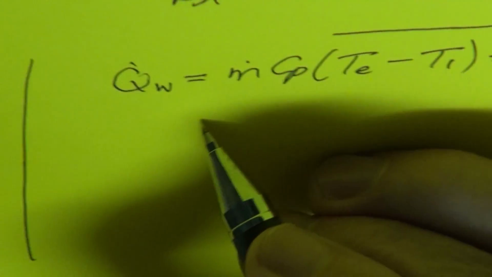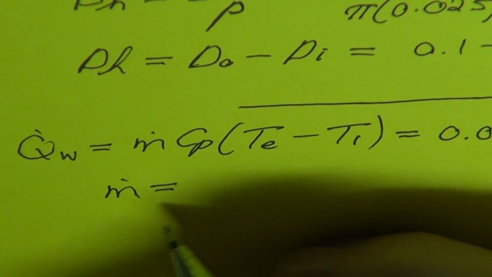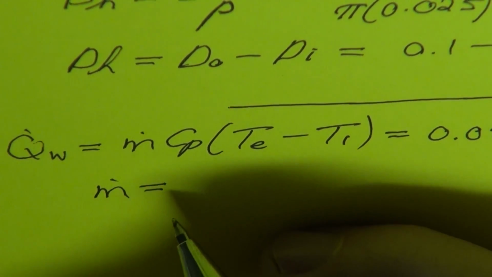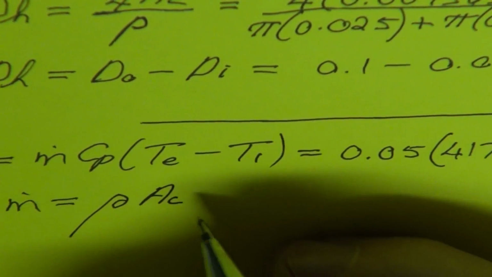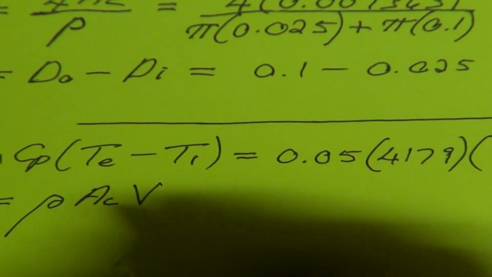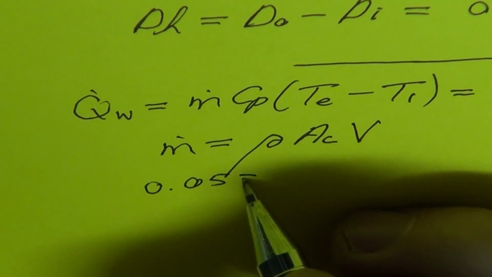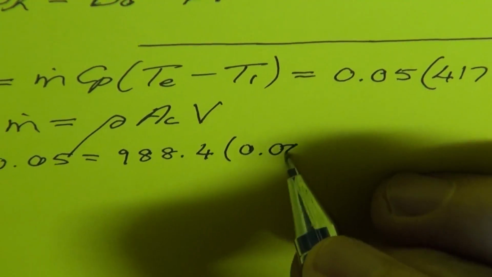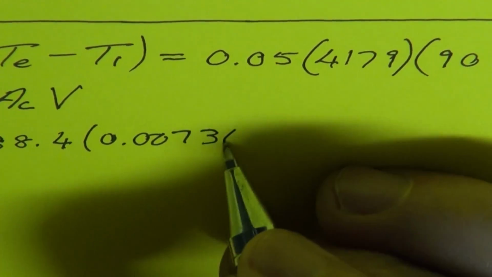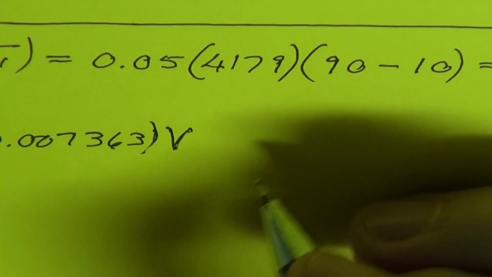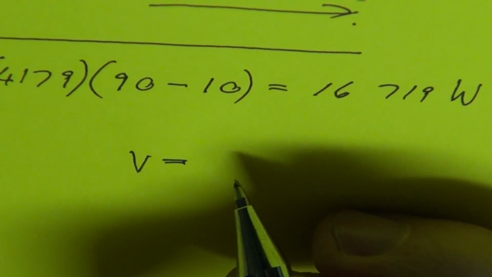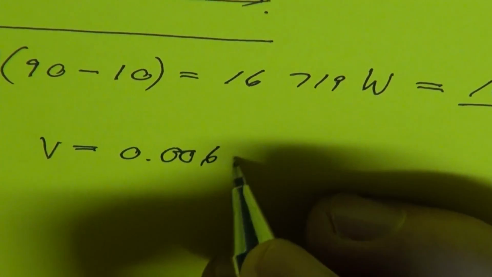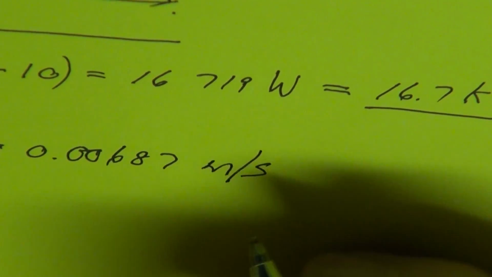To calculate the Reynolds number, we need the velocity. So let's calculate the velocity of the fluid through the annulus from the equation of the mass flow rate is equal to the density multiplied by the cross-sectional area multiplied by the velocity. The mass flow rate is equal to 0.05. The density is equal to 988.4. The cross-sectional area we've already calculated as 0.007363 multiplied by the velocity v, and from this we can calculate the velocity v as equal to 0.00687 meters per second.